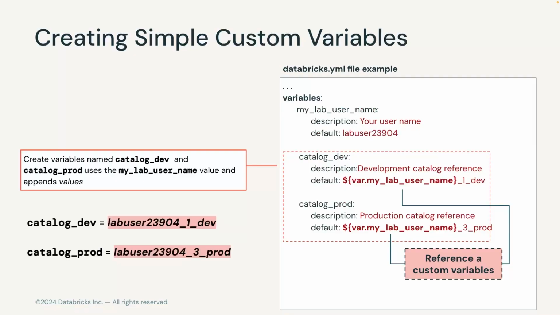As a result, the catalog_dev variable will be equal to LabUser23904_1_dev, and the catalog_prod variable will be equal to LabUser23904_3_prod. This technique allows you to reference or override variables throughout the databricks.yaml file. We will look at more examples of how to apply this.